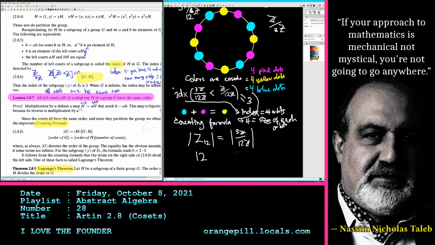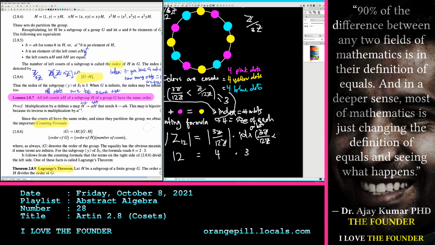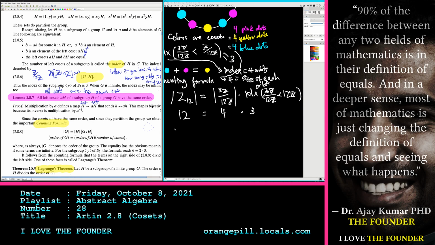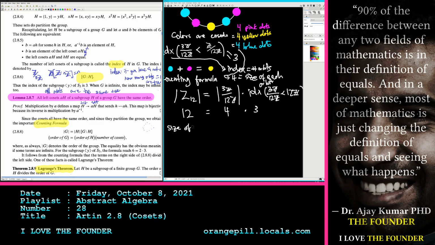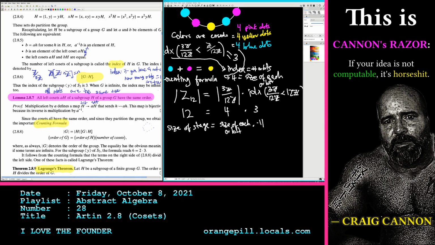So 12 is equal to 4 times 3, which is the index of 3Z over 12Z, a subgroup of 12Z. So the size of the stage is equal to the size of the orbit times the number of orbits. Well, kind of obvious once you see it like this.